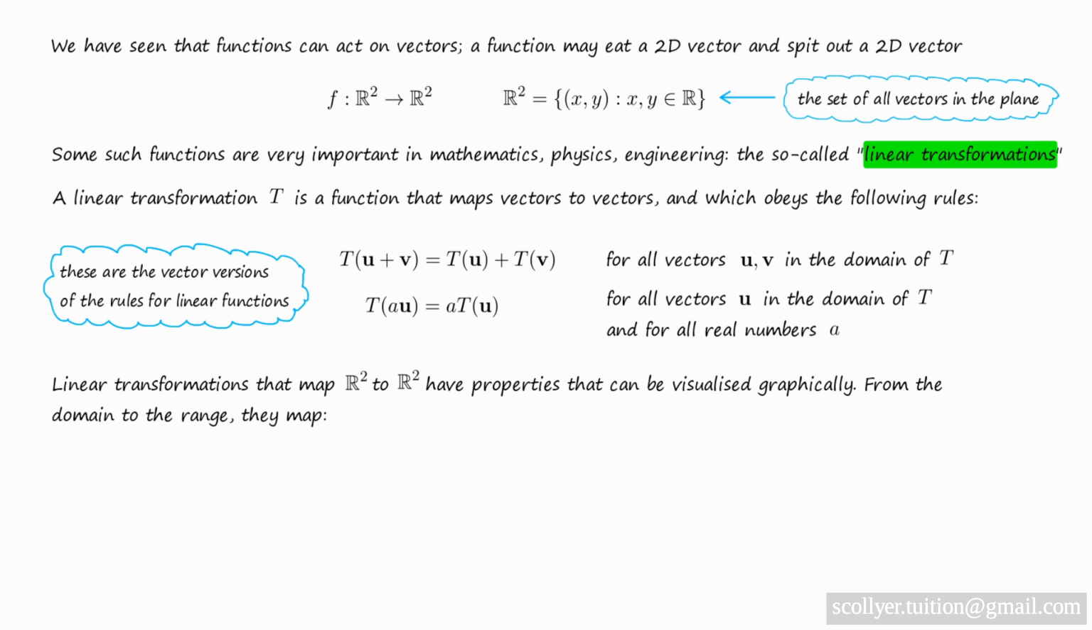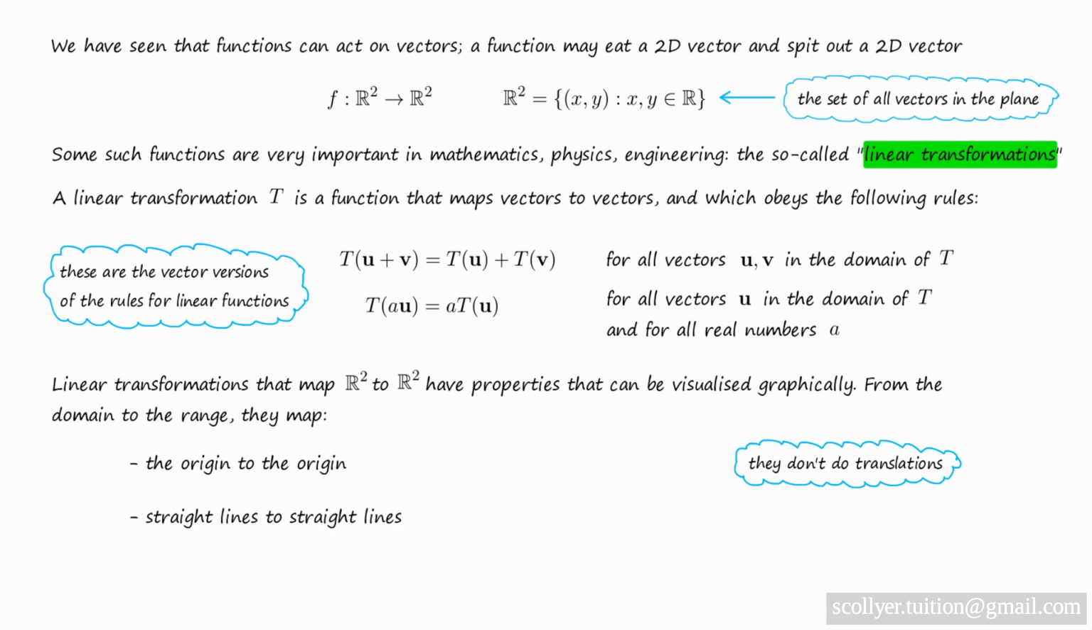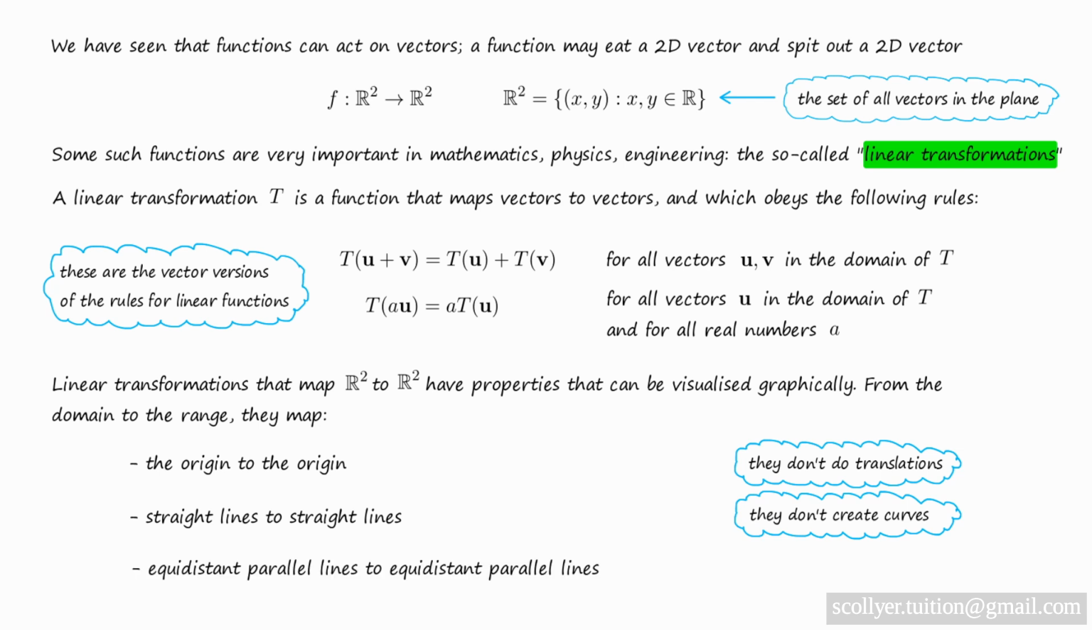Linear transformations from R2 to R2 have some nice properties that can be visualized graphically. They map the origin in the domain to the origin in the range, and that means that they don't do translations. They map straight lines in the domain to straight lines in the range, and that means that they don't create curves. They map equidistant parallel lines in the domain to equidistant parallel lines in the range, and that means that they treat the whole plane uniformly.